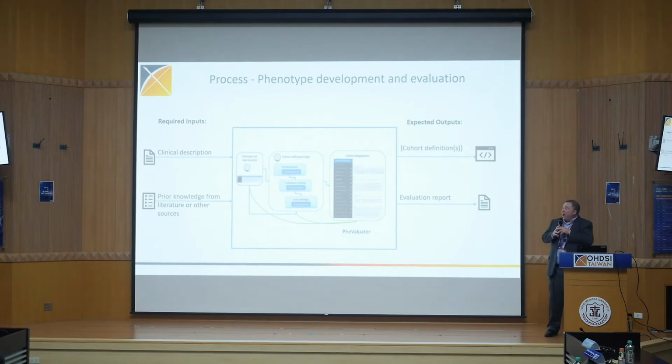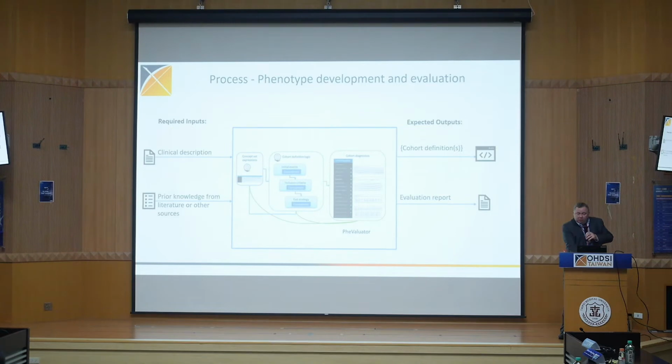So, as a general process that we recommend following for phenotype development evaluation, Chan showed you the first component of this, which is to create a phenotype. And basically the process that he walked through was, given some clinical idea, like myocardial infarction, we created concept set expressions, we created cohort definitions. He demonstrated this using the Atlas tool.